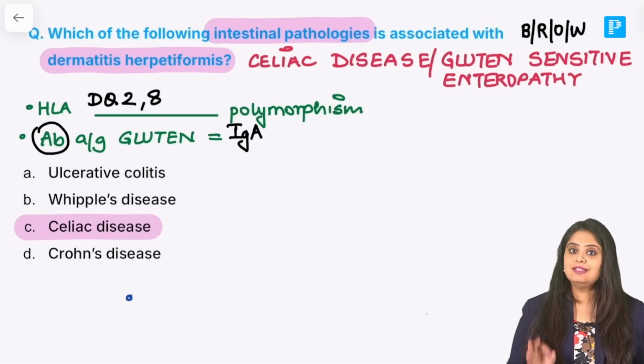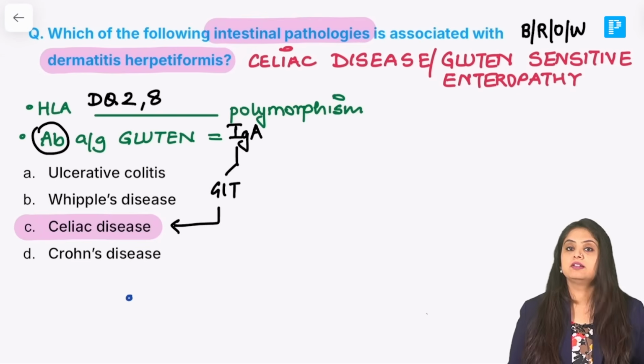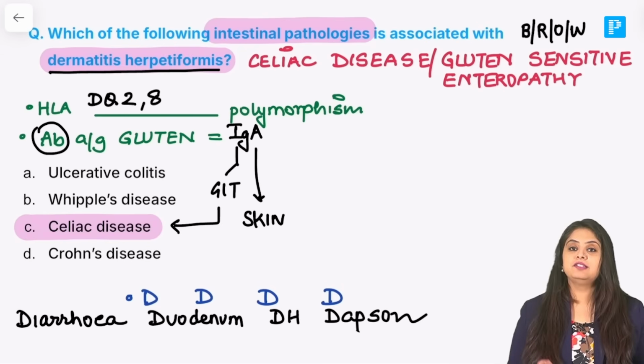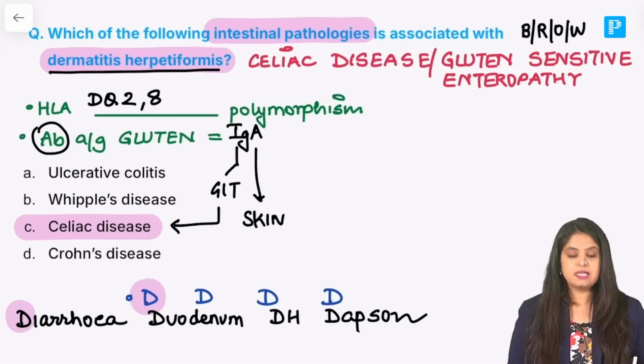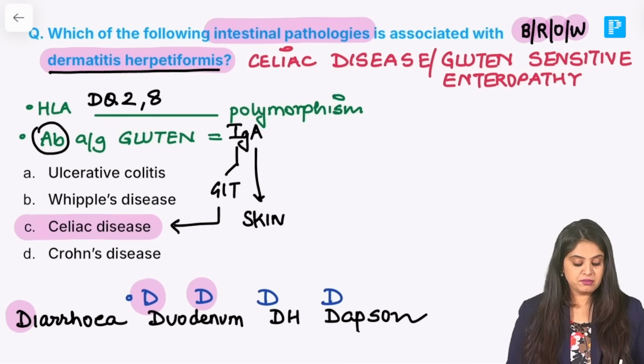Please note, these IgA antibodies can now go and attack, of course they will go and attack the GIT. That is why we have this entire story about celiac disease. But this IgA antibody will also go and attack the skin, and that is why it is responsible for dermatitis herpetiformis. Please note, for celiac disease we had learnt DDDD, which means that the patient is going to come to you with diarrhea after consuming either barley, rye, oat or wheat. This is maximally going to affect which part of the GIT, that is duodenum.